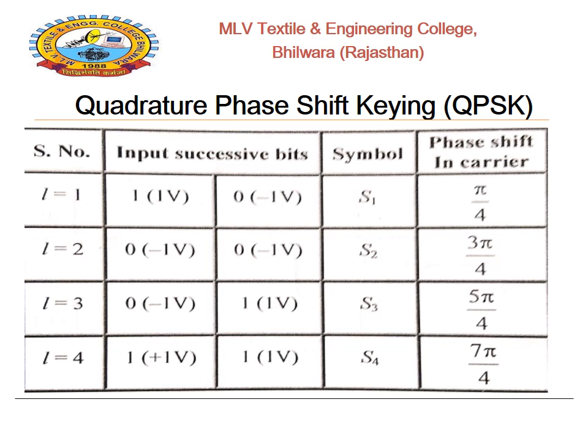S1 is related to the phase shift of pi by 4, S2 to 3 pi by 4, S3 to 5 pi by 4 and S4 to 7 pi by 4. So the observation point is that the phase difference is pi by 4, that is the quadrature phase, and it is also an odd multiple, that is 1, 3, 5 and 7.